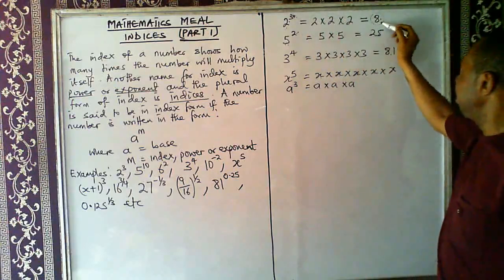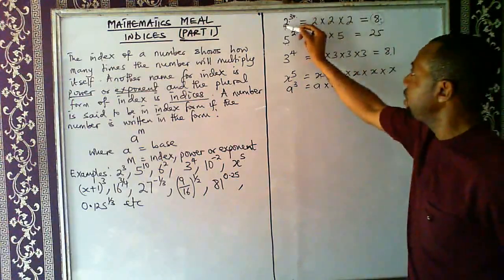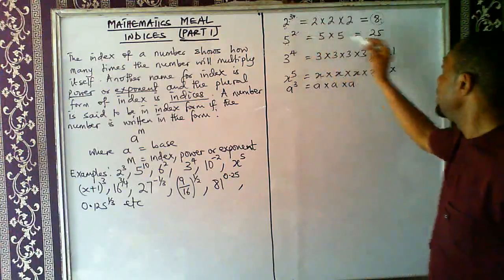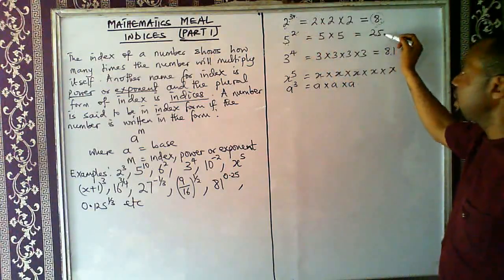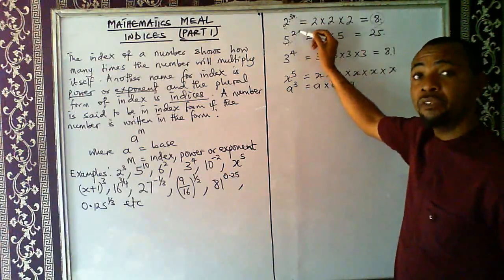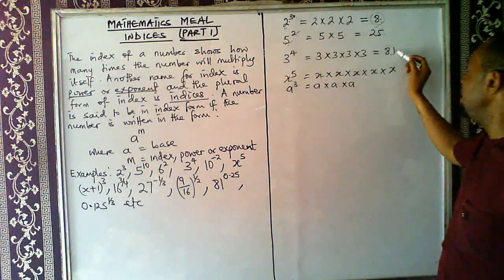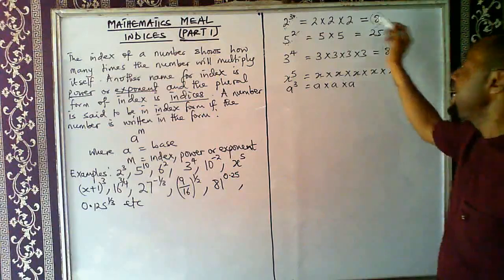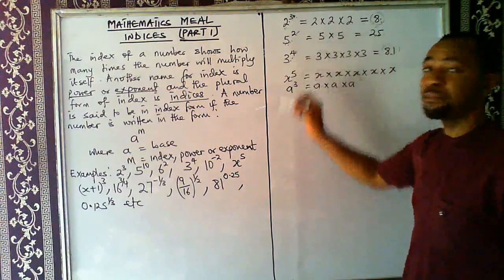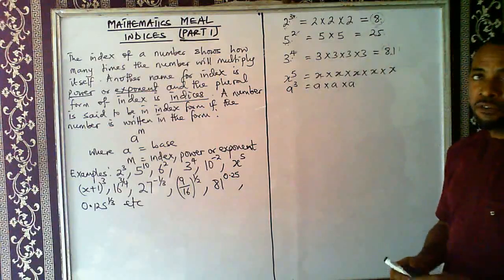So 8 is 8 in ordinary form. In index form, it is 2 raised to power what? 3. 25 is 25 in ordinary form. In index form, it is 5 raised to power 2. 81 is 81 in ordinary form. In index form, it is 3 raised to power what? 3 raised to power 4.